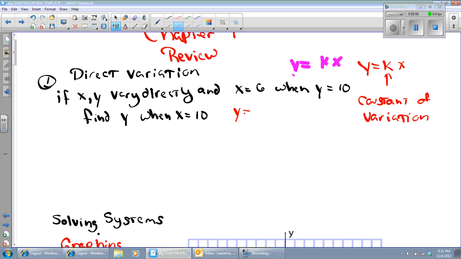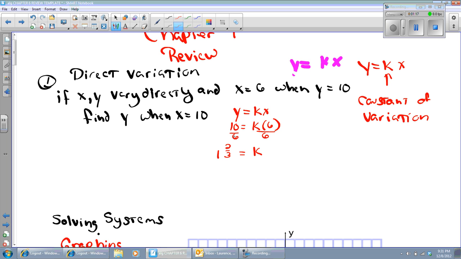to take y equals kx, and I'm going to put 10 in for y, and k I'm solving for. I put 6 there. I'll divide by 6, and so k is going to end up equaling, what's that going to be, 1 2/3, I'm thinking.